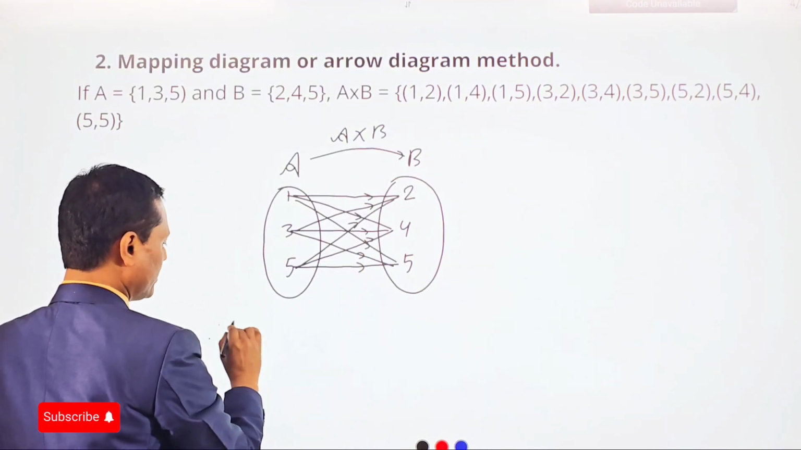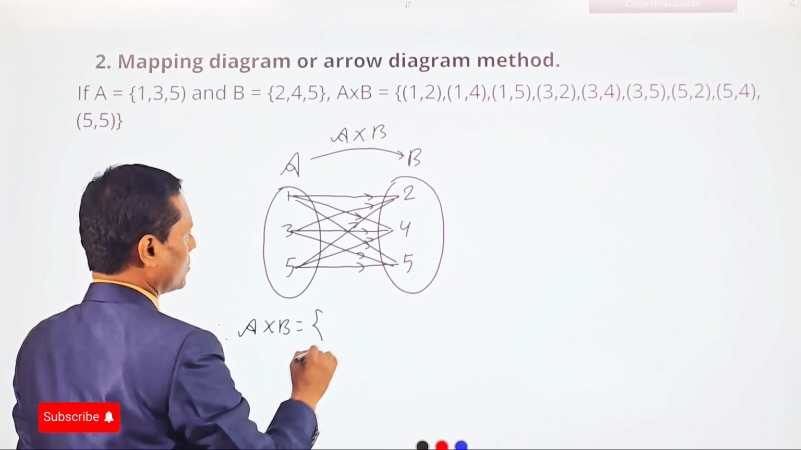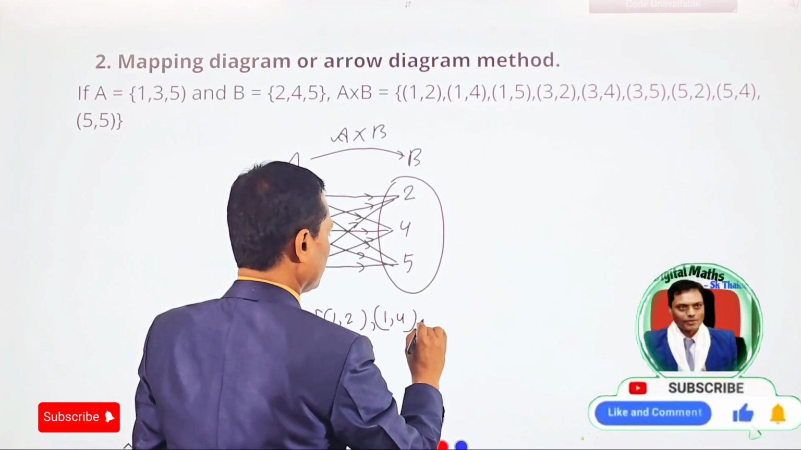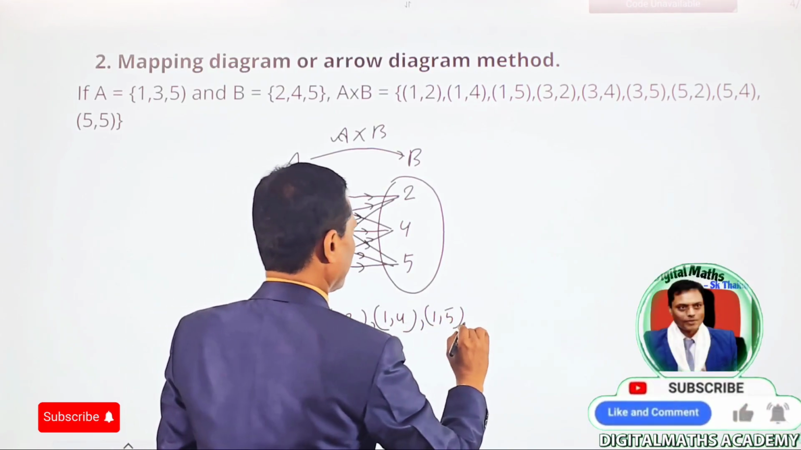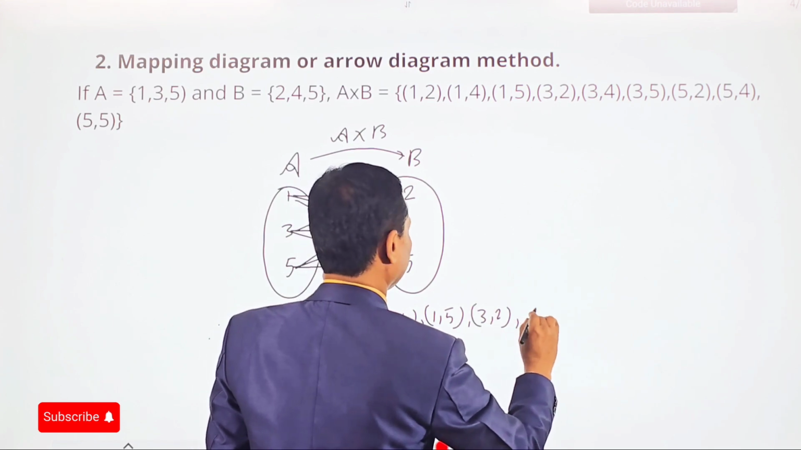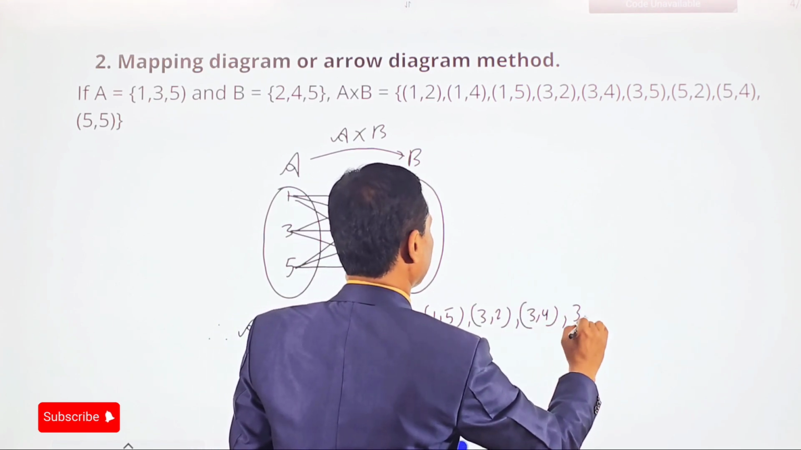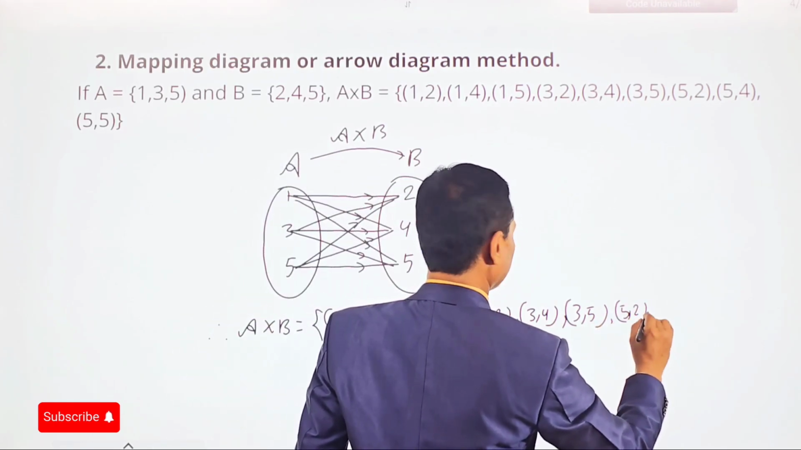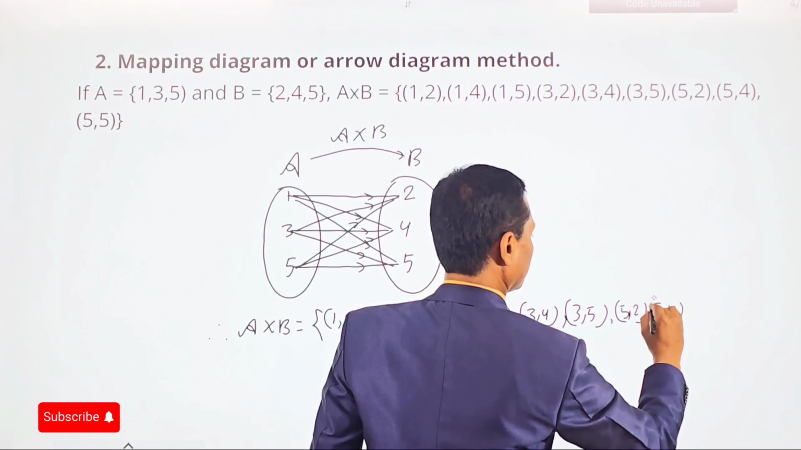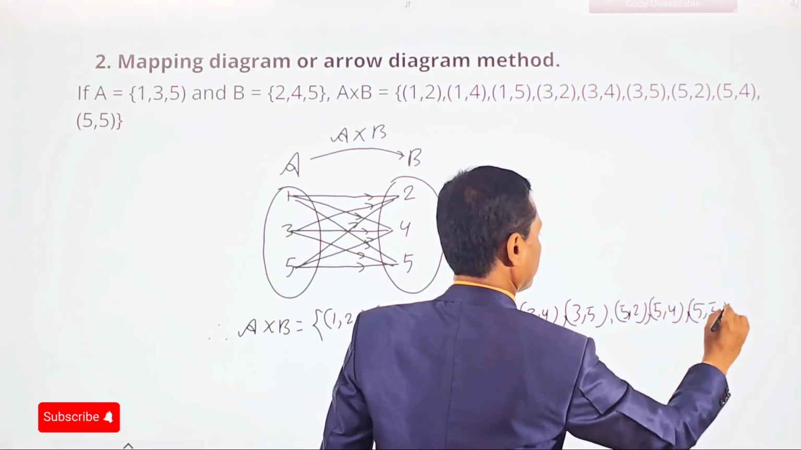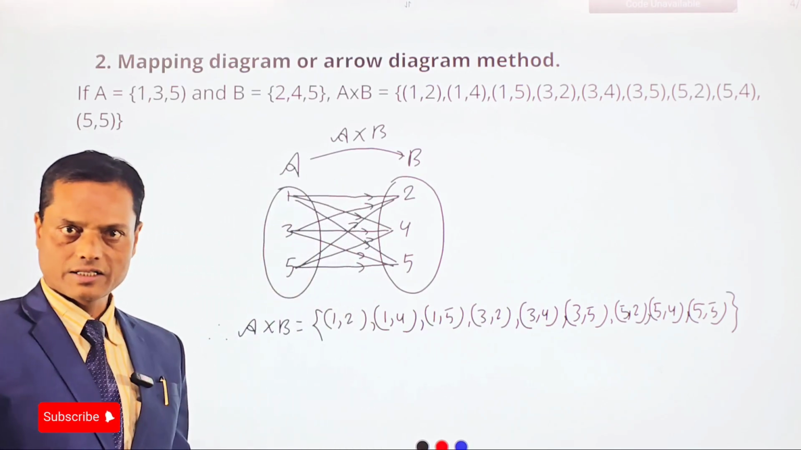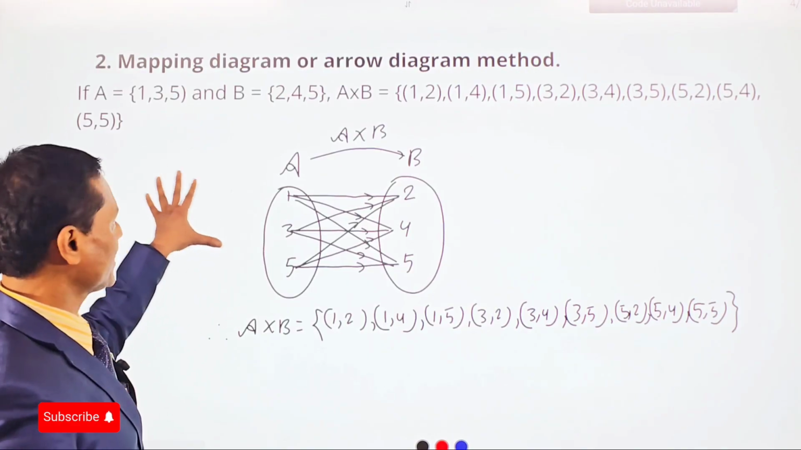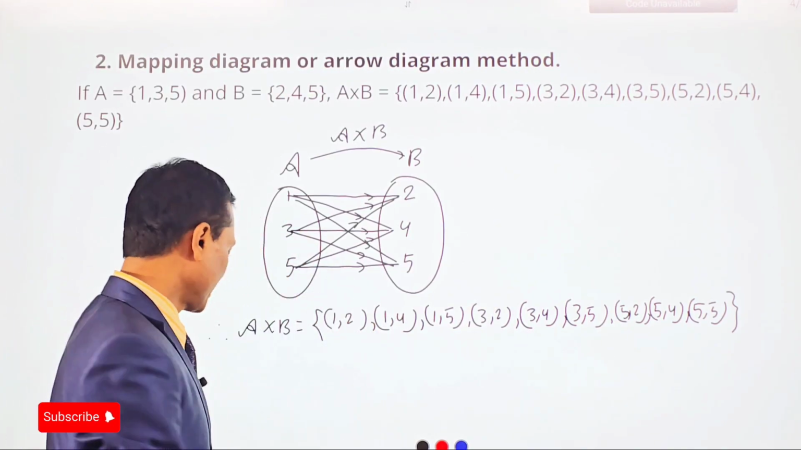Therefore we can write A cross B equals curly brackets, (1, 2), (1, 4), (1, 5), likewise (3, 2), (3, 4), (3, 5), similarly (5, 2), (5, 4) and (5, 5). These are the ordered pairs in the Cartesian product of A cross B. So this is the way we represent the Cartesian product in the mapping diagram.